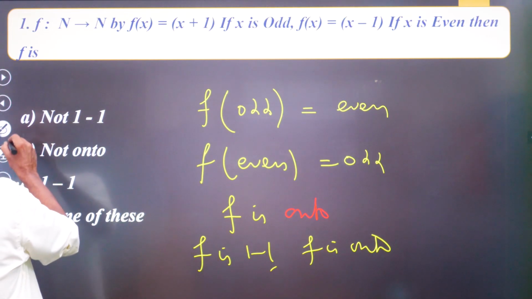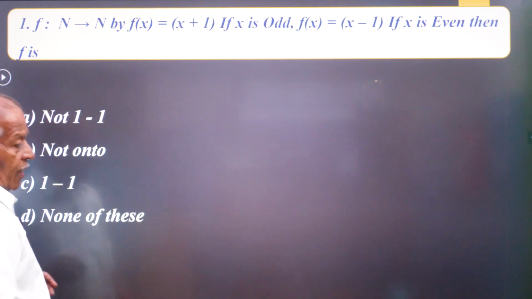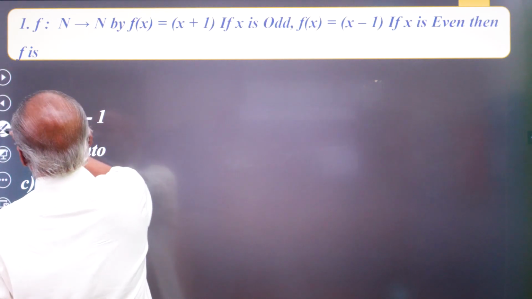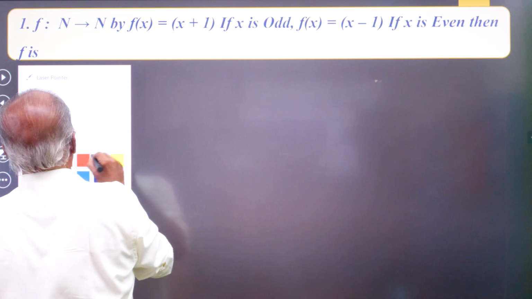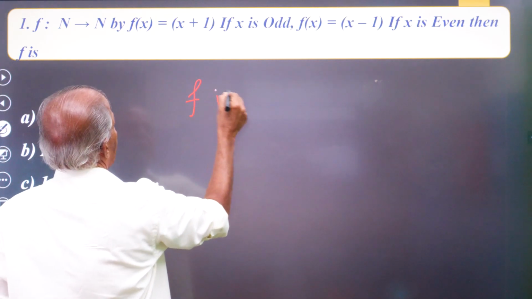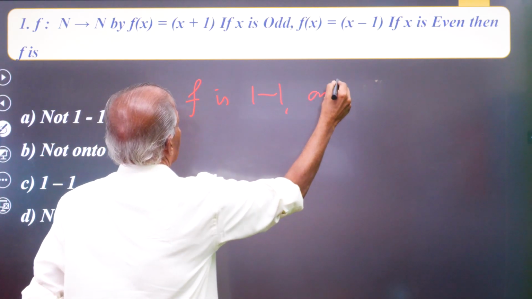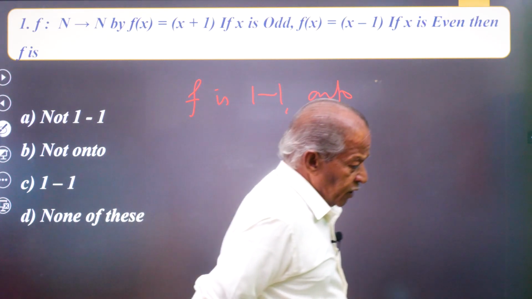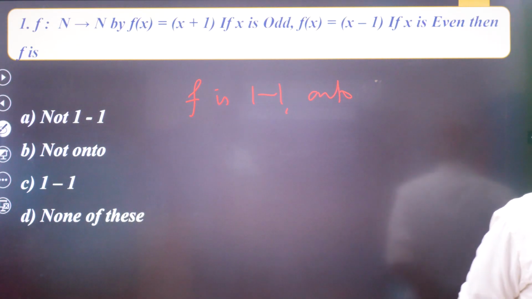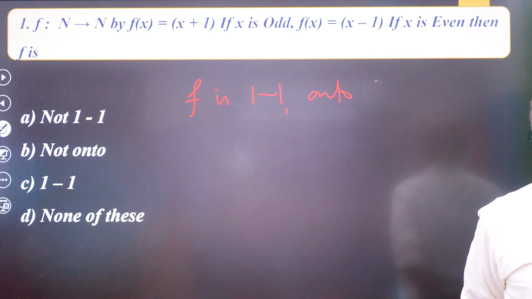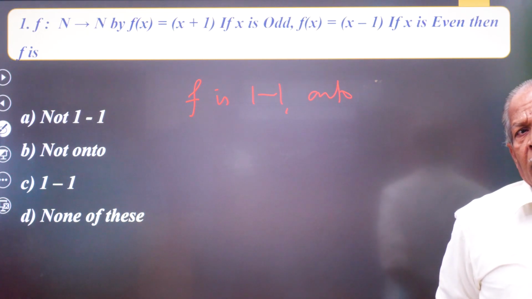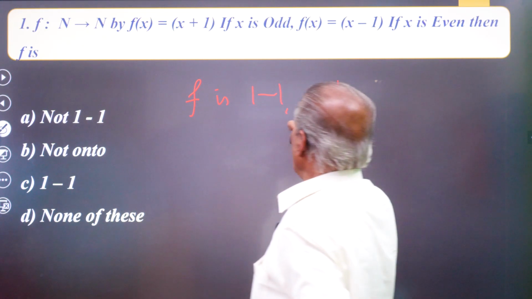And so, what I am doing, I am clearing the board. The result is f is 1-1 and onto. So, this must be kept in mind. You should not solve the problem. You must know how to solve it.